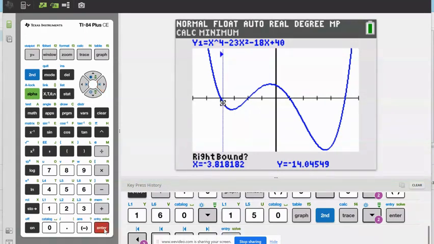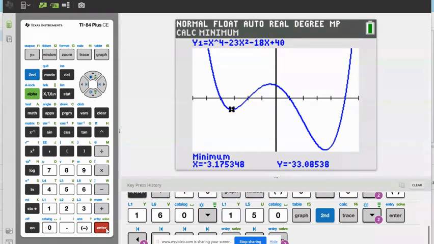Now what is it asking? Now it's asking for the right bound. So what am I going to do? Move my cursor to the right of that dip. Do we all agree this is to the right of that dip? All right, so then we're going to press enter again. It says guess. That's when you press enter one more time. No matter what, you'll always press 2 enters.